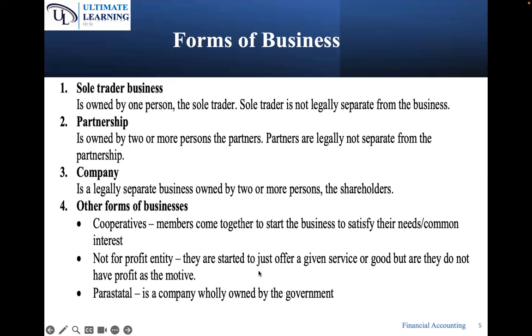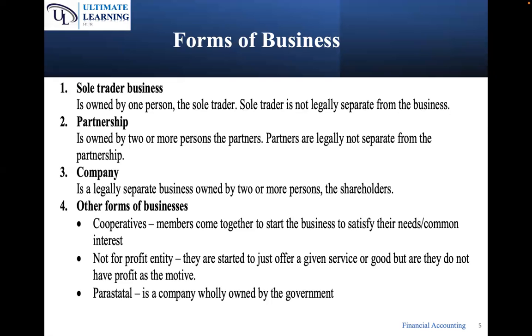They are started to just offer a given service or good, but their main purpose is not to make profit. They are not motivated by profits. However, they may have some surpluses or deficits, but their objective is not to make profit.